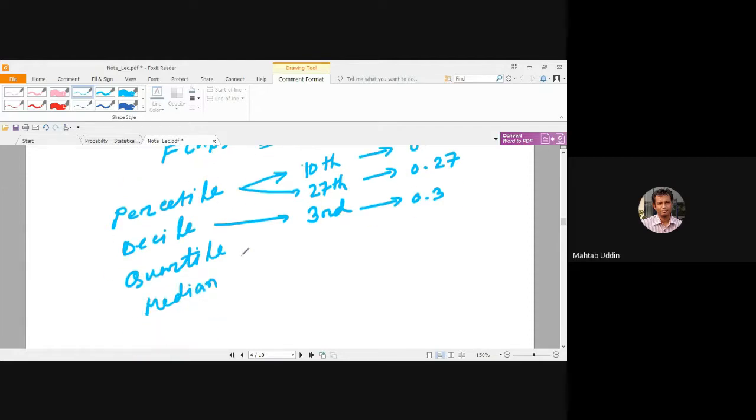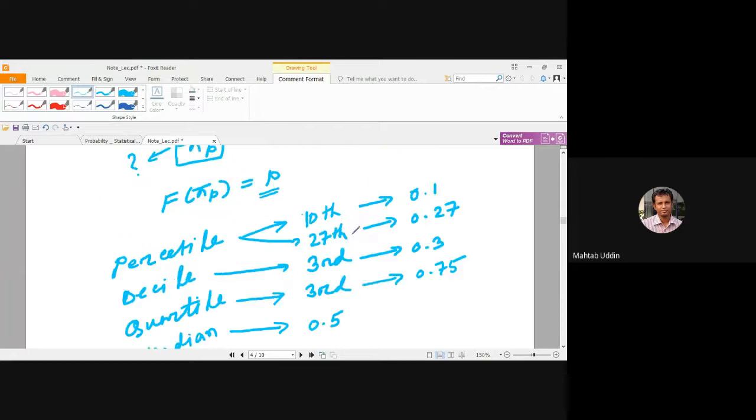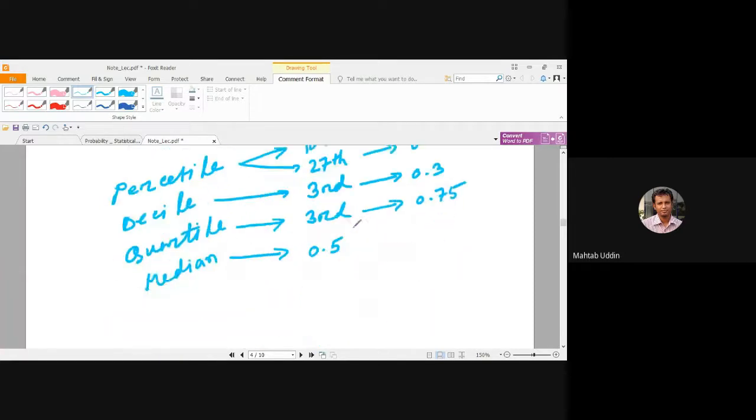Similarly, quartile means any one quarter. So first quartile means 25%. Second quartile means 50%. Say third quartile. Third quartile means what? 0.75. Its probability is 0.75. And median is the middle value. What is the median? Middle value, its probability is 0.5. So these are important. If you can understand this, then you learn the main thing.